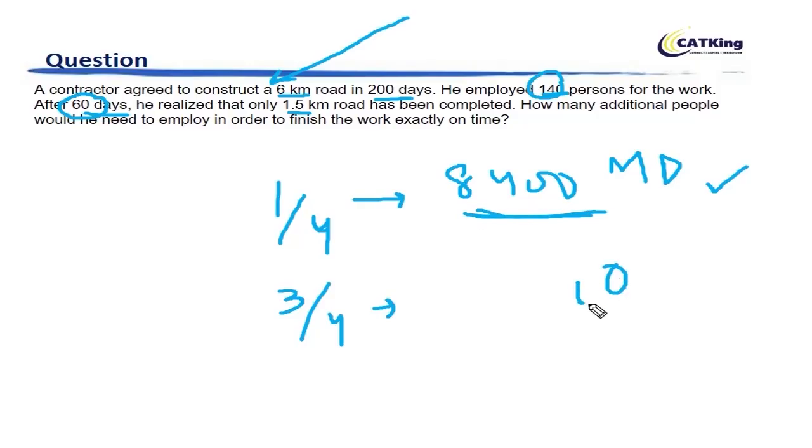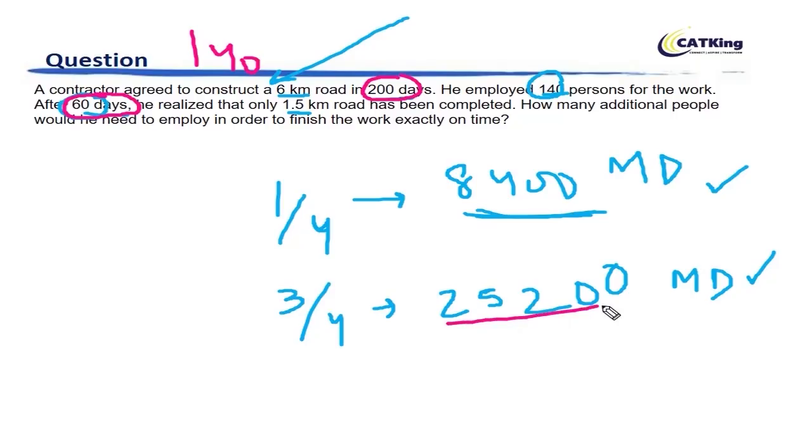So 3 times 8400 is 25200 man days. So this much work is remaining. Now we have to finish this work in the remaining number of days. So out of 200 days, 60 days are already gone, so remaining is 140. So 140 days is what we have.